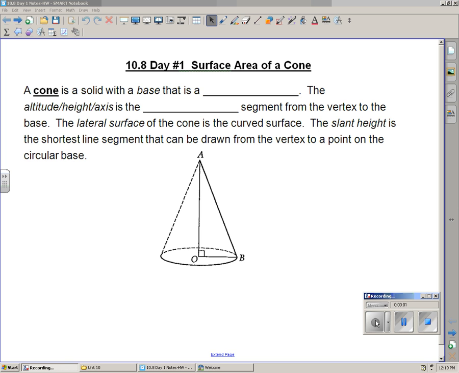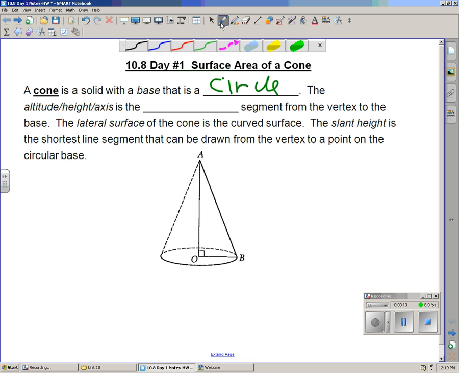So it's surface area of a cone for today. A cone is a solid with a base that is a circle. The altitude, the height, or sometimes they even call it the axis, to make sure that you're familiar with these words. The altitude, the height, or the axis is the perpendicular segment that goes from the vertex to the base. So AO, for example, that line segment AO is considered the altitude or the height or the axis.